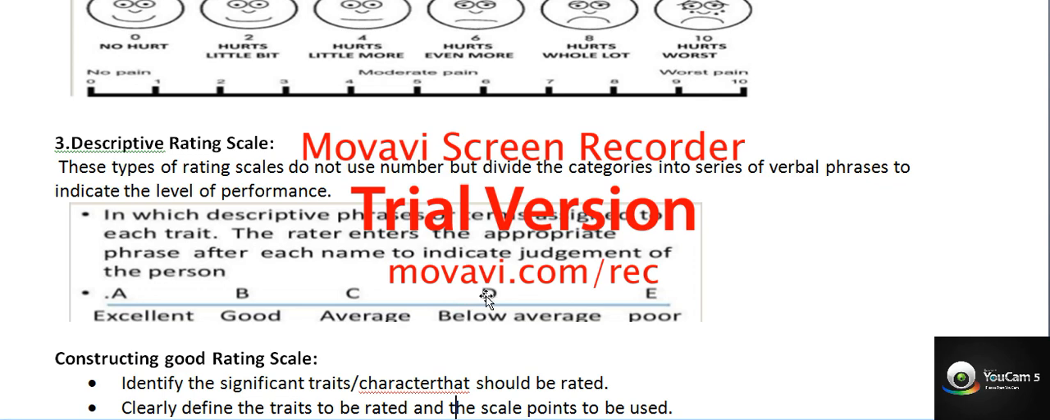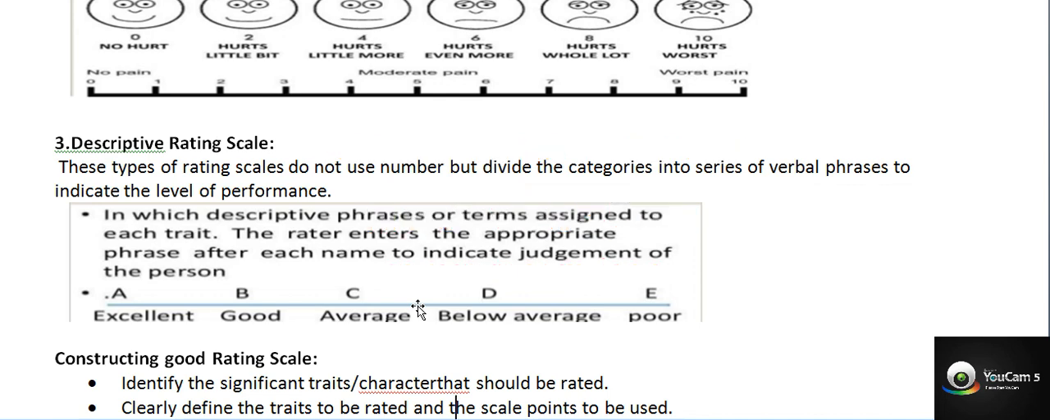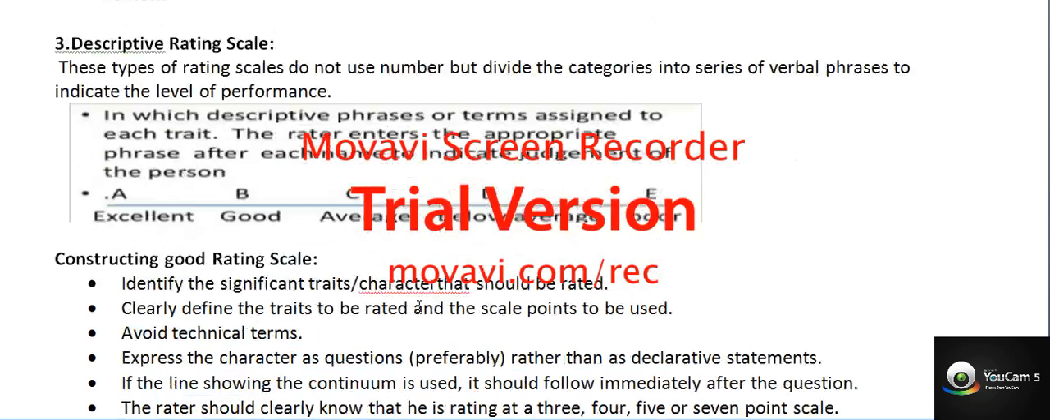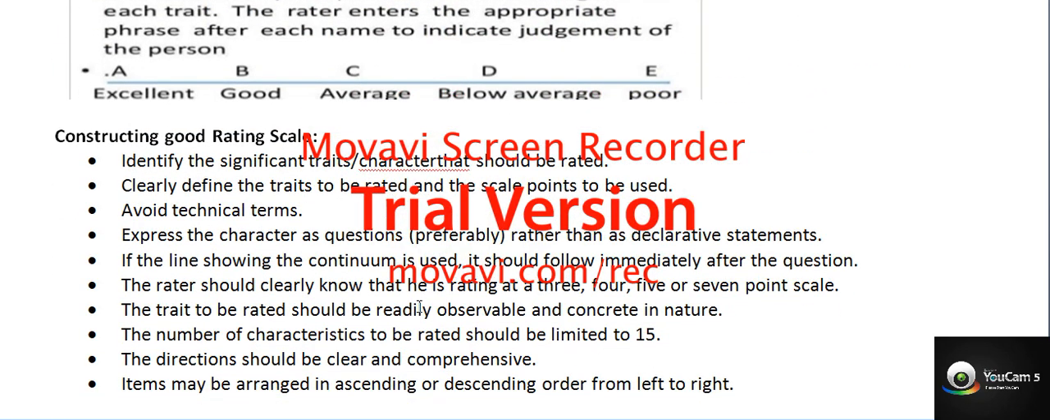Even if A, B, C, D, E is not there, no problem, but a description will be seen at every point. We call it a descriptive rating scale. So rating scales are of 3 types: graphic rating scale, numerical rating scale and descriptive rating scale. How can you construct a good rating scale?